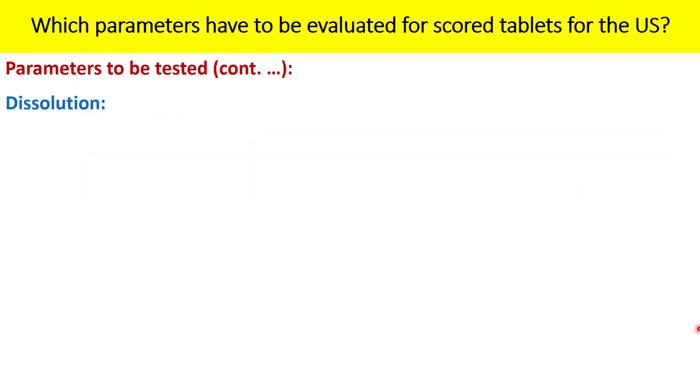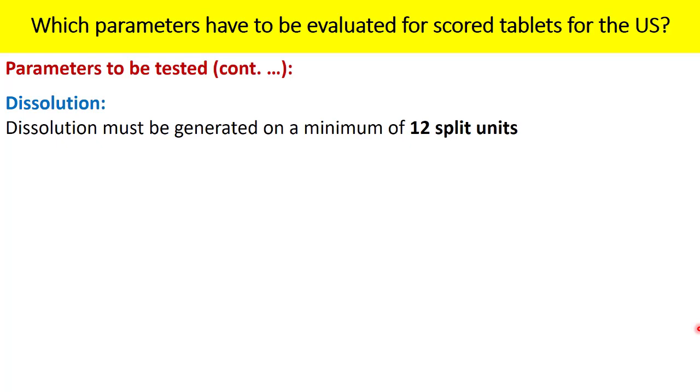Let us move on to the very critical part of the split process. It is dissolution. So the dissolution must be generated on a minimum of 12 split units. You need to split the tablet into, let us say, two portions. So you need to have the 12 split units. So how are you going to generate these 12 split units? It is expected that you are going to break 12 tablets. And out of these 12 tablets, you will collect one split unit from each dosage form.